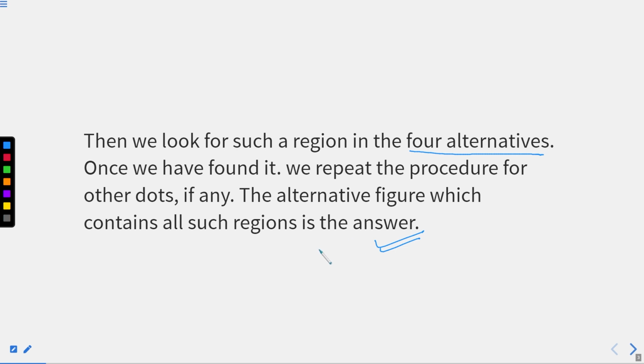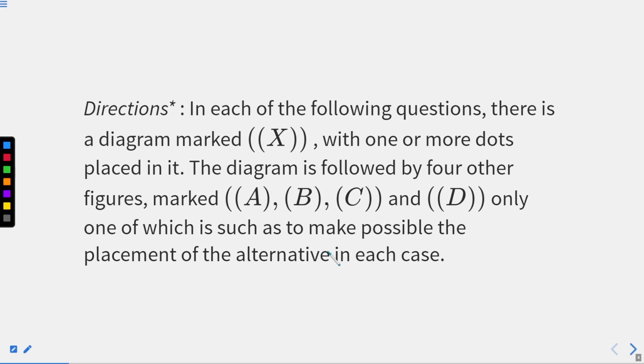So in this chapter, as I mentioned, we are going to deal with 6 different questions. For that, certain directions are there. In each of the following questions, there is a diagram marked with X. So the diagram which is marked with X here is your question diagram, right? This is your question in which some situation is given, right?